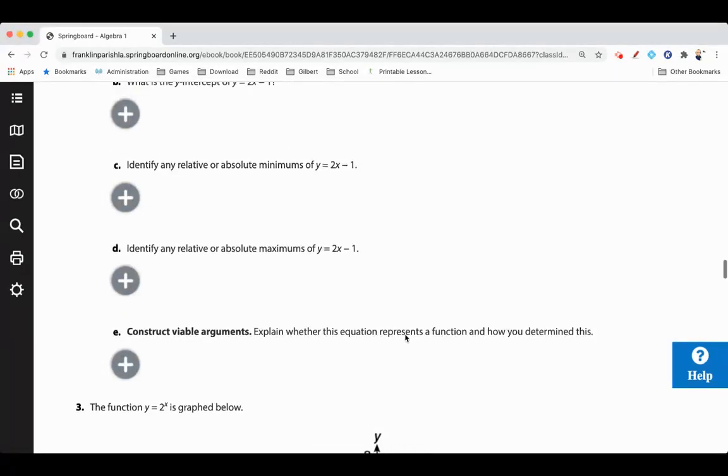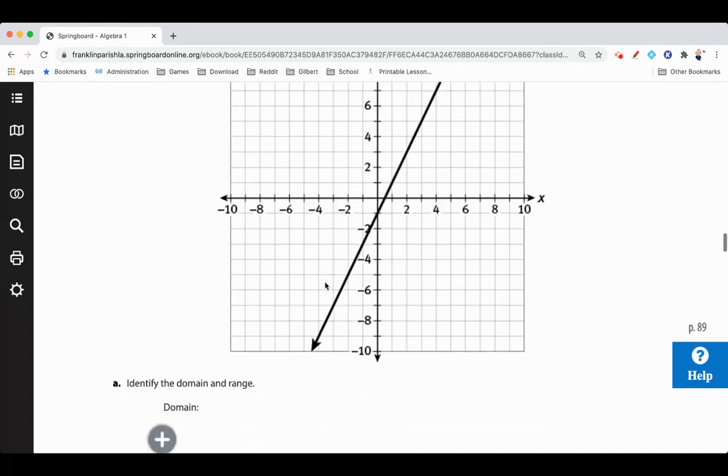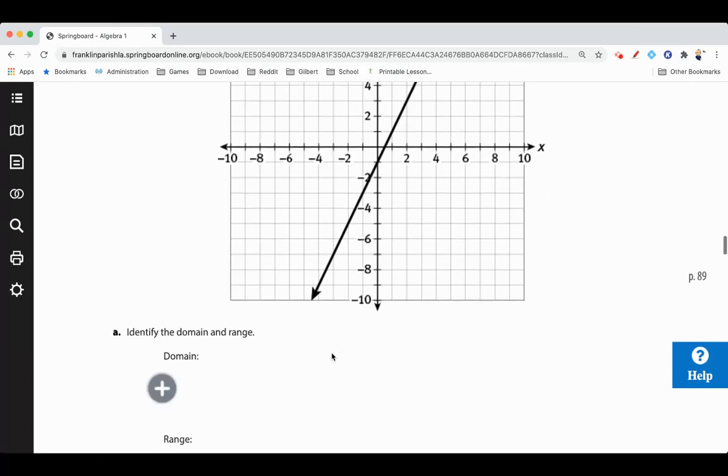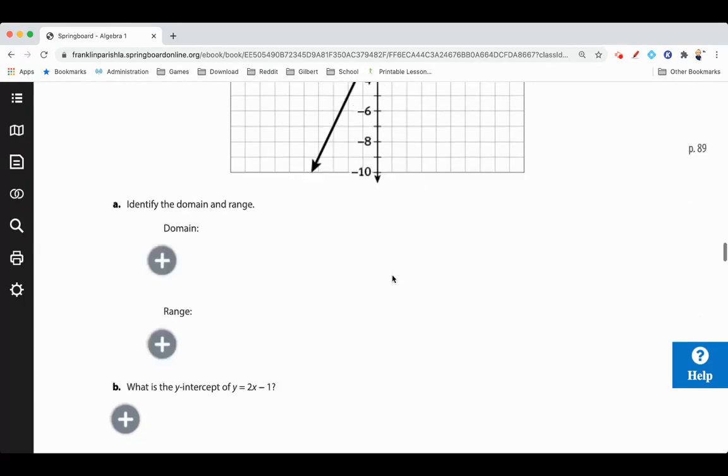Explain whether this represents a function and how you determine this. Remember the other definition we had from our first lesson, in section 6: the vertical line test. I can draw a line at every point and it only crosses once vertically, and that is the definition of a function. Since it has one input, it has exactly one output. The vertical line test tells me this is a function.